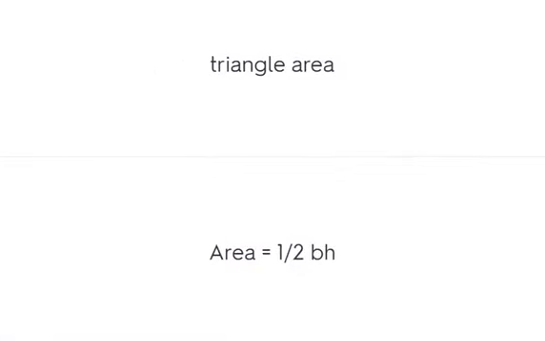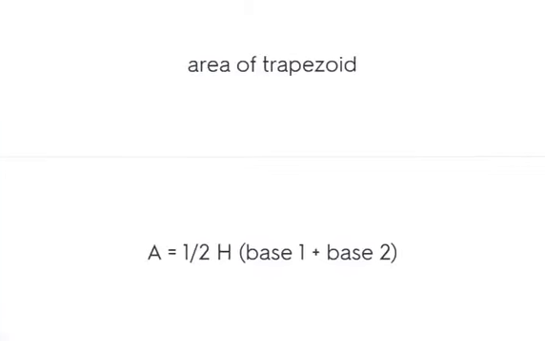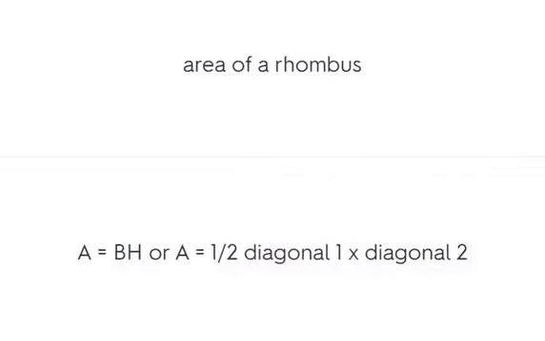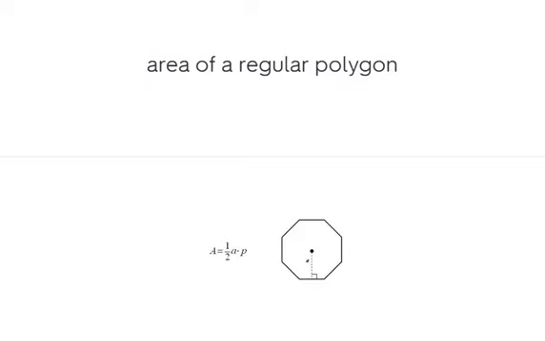Triangle area: area equals 1/2 bh. Area of a rectangle or parallelogram: A equals bh. Area of a trapezoid: A equals 1/2 h (a+b). Area of a rhombus: A equals bh, or A equals 1/2 x diagonal 1 x diagonal 2. Area of a circle. Area of a regular polygon.